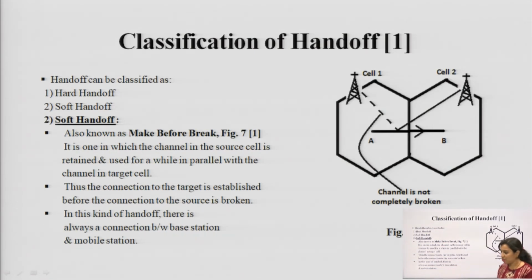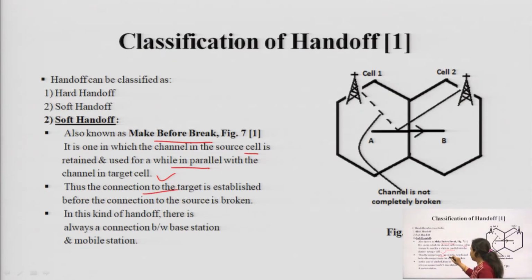Now, the second one is the soft handoff. In this it is make before break, which means that the connection should be made before we remove the particular connection that has been set up before. So, it is one in which the channel in the source cell is retained and used for a while in parallel with the channel in the target cell. That is the main reason why we are considering this.